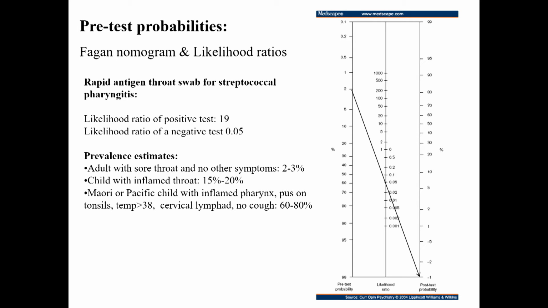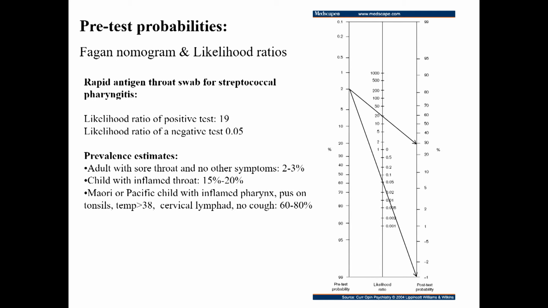So this is a rapid strep test. These seem to only apply in America. They don't seem to work so well in New Zealand, but this is a very good rapid strep test. So it's got a likelihood ratio positive of a positive test of 19 and a negative of 0.05. So if we start with a 5% pretest probability, and the test is negative, it pretty well rules it out. So the left-hand line we're starting at 5%, and the right-hand line we're going down to virtually 0%. If we have a positive test, we go up to about 30%.